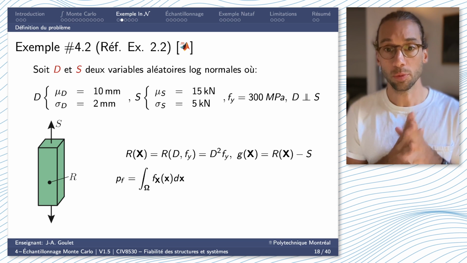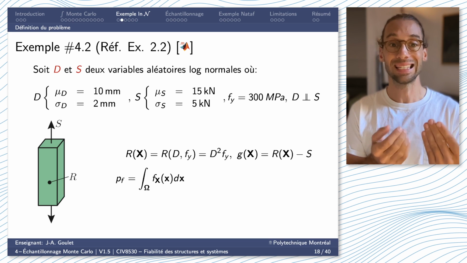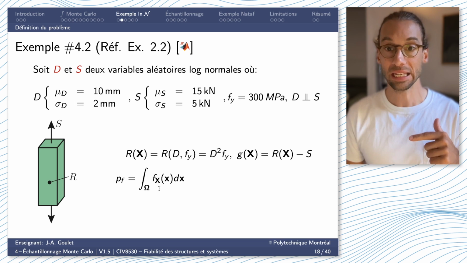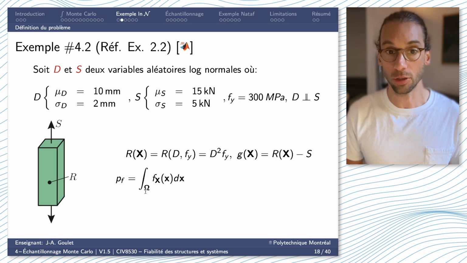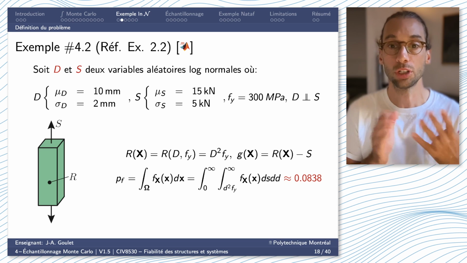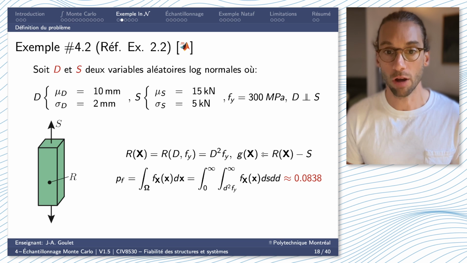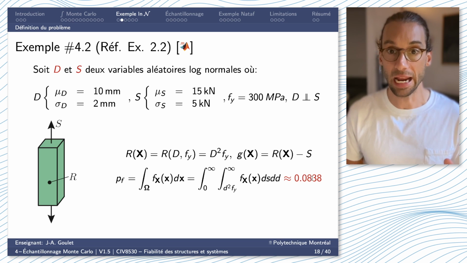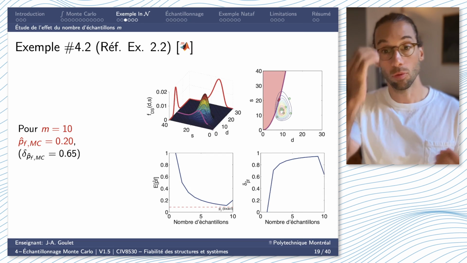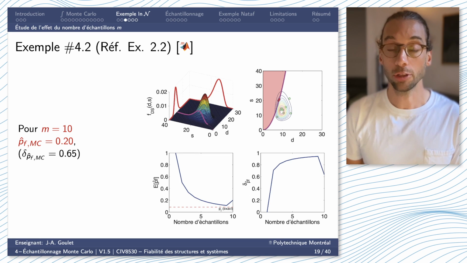So from a theoretical perspective, we can define the probability of failure as the integral over our joint density for D and S over our domain omega, the failure domain that is defined by our limit state function. If we were to compute this integral exactly, we would get roughly 0.0838 as our probability of failure.